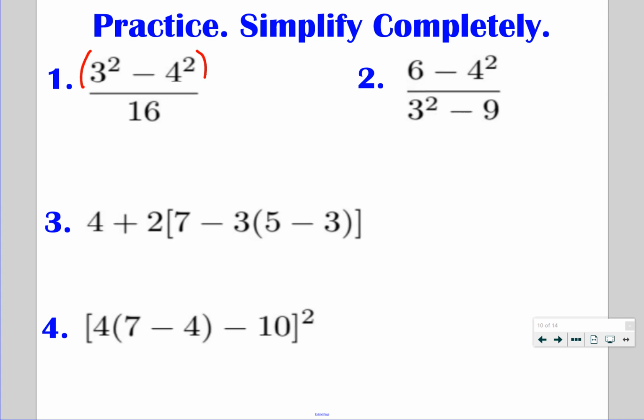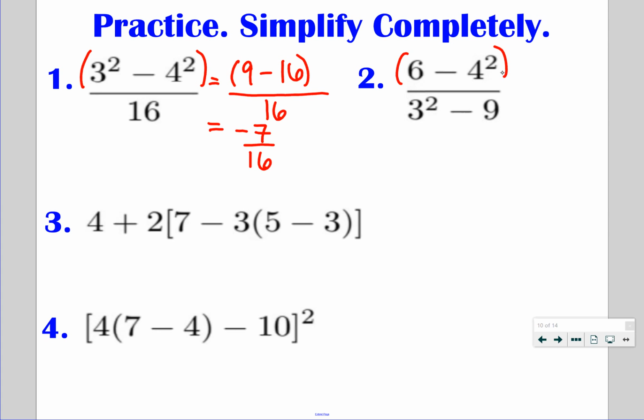In the first problem, my numerator can be simplified, and I could do both exponents here at the same time. 3 squared gives me 9. 4 squared gives me 16. If I finish that numerator, subtracting will give me negative 7. And on the bottom, I have 16. That does not reduce. The final answer is negative 7 over 16.